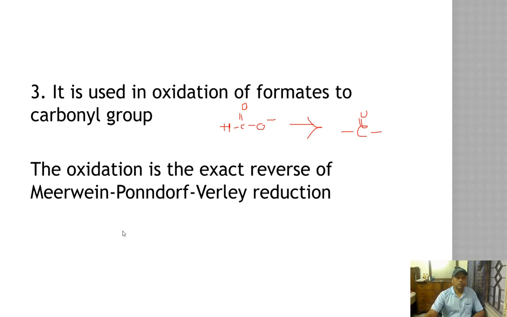And this is one thing to be mentioned. We have to mention this oxidation is exactly the reverse of the Meerwein-Ponndorf-Verley reduction. There is a reaction called Meerwein-Ponndorf-Verley reduction, and this Oppenauer oxidation is the exact reverse of that reaction. So this is about the Oppenauer reaction, or Oppenauer oxidation.